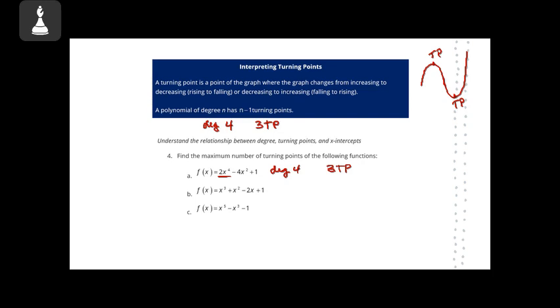B, x cubed plus x squared minus 2x plus 1. We have a degree 3. The highest power is 3. So the most amount of turning points we can have is 2. 1 less than that. Last one is x to the 5th minus x to the 3rd minus 1. So our degree in this one is 5, meaning we could have 4 turning points.